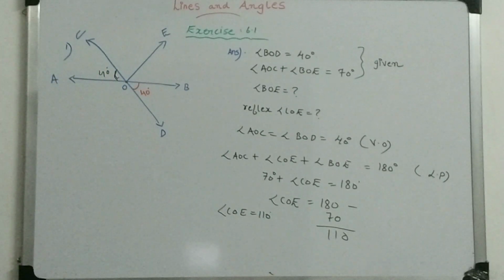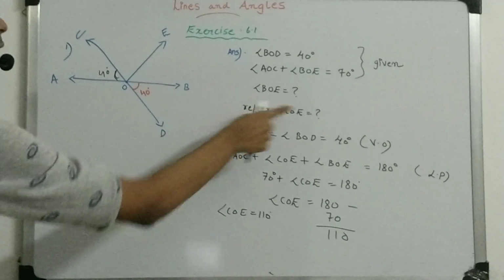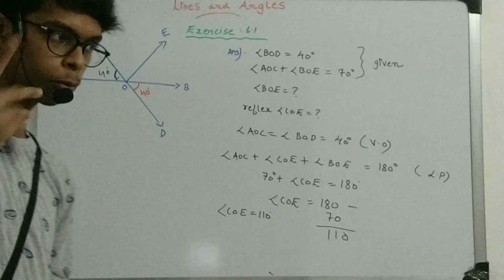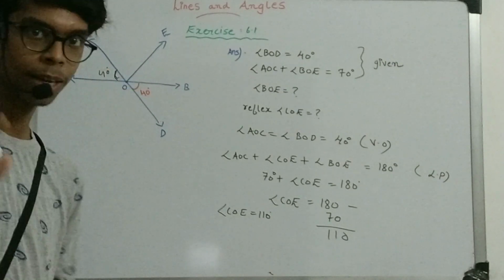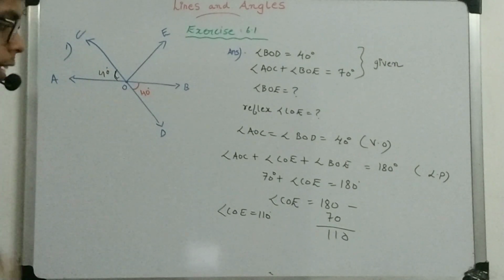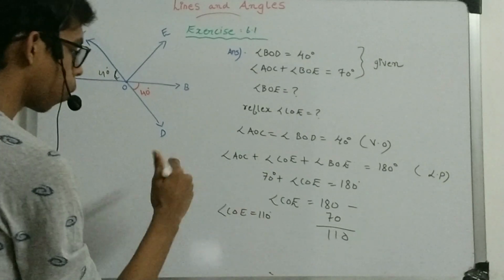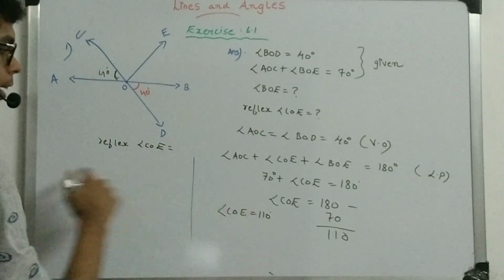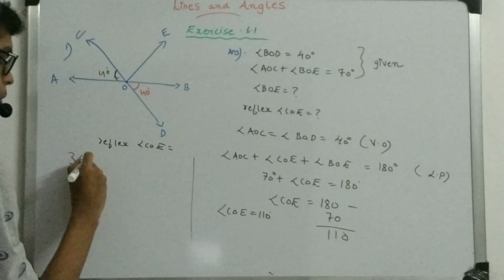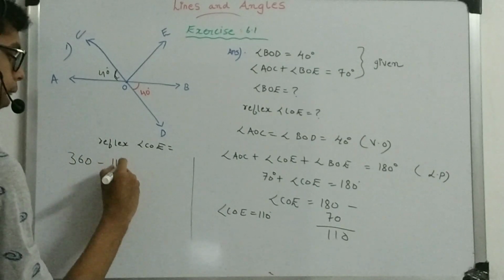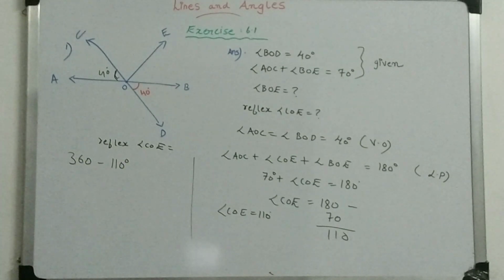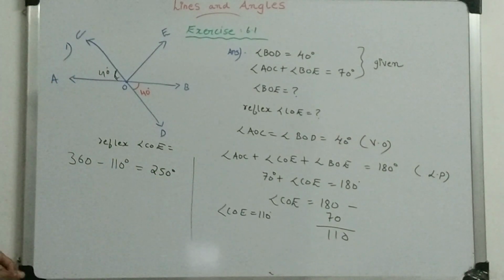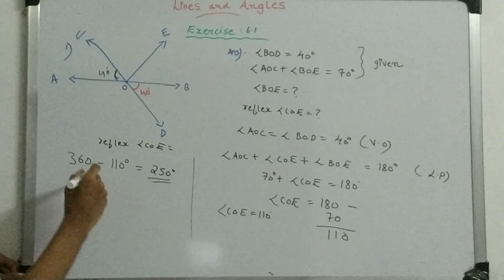But now in the question, what have they asked? They have asked you for the reflex angle of COE. So how will you find the reflex angle? Reflex, I have told you, is the angle measuring between 180 and 360. So in order to find the reflex, we have to subtract 110 from 360. So you should do 360 minus 110, which is 250 degrees. So from here we got the reflex angle.